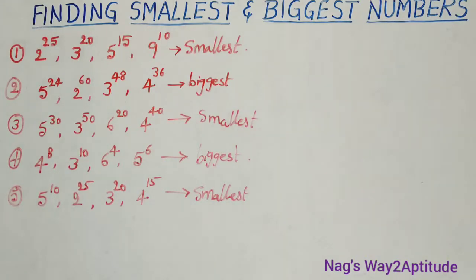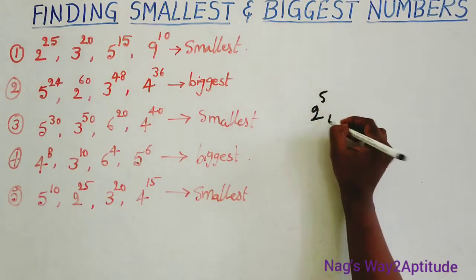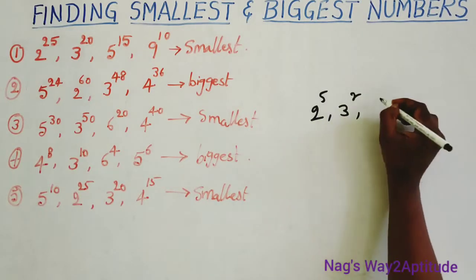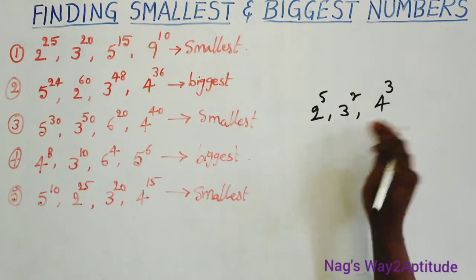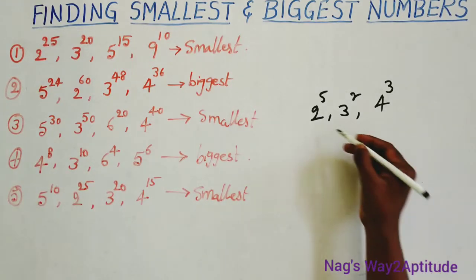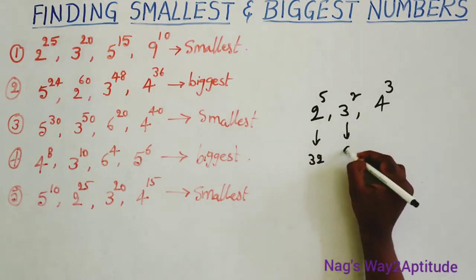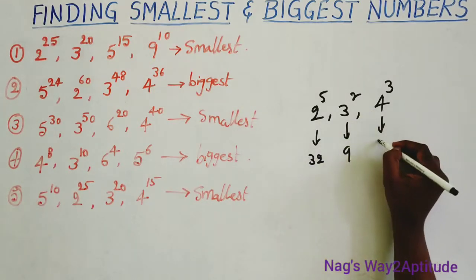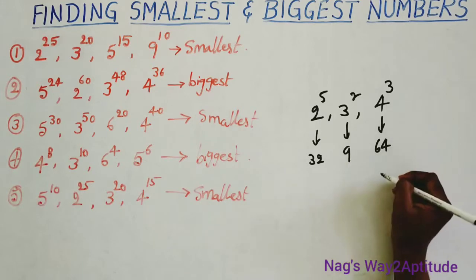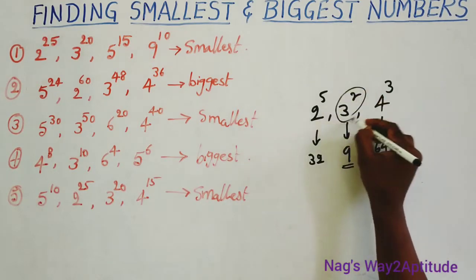Suppose if smaller numbers with smaller powers are given, we can easily find. For example, if 2 power 5, 3 square and 4 cube are given, we can easily find which one is smaller and which one is bigger. For example, 2 power 5 is 32, 3 square is 9 and 4 cube is 64. Among these three, 9 is the smallest. Therefore, 3 square is the smallest number.